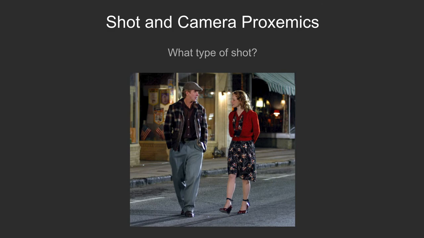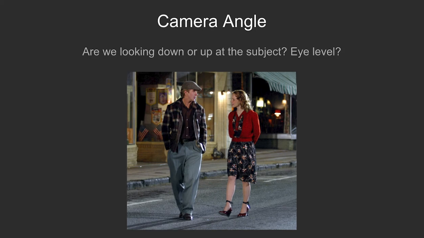Next, we are going to analyze the shot and camera proxemics. For this, we want to visualize what type of shot we are seeing and how far away the camera is from the action. In this image from The Notebook, we as the audience are viewing a long shot because we can see both Allie and Noah's full bodies.